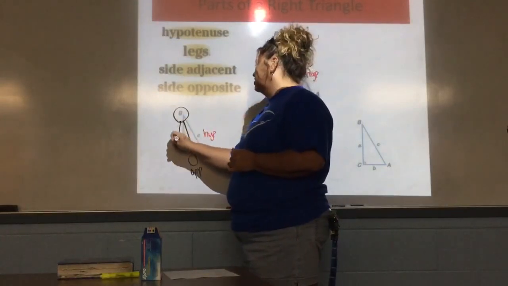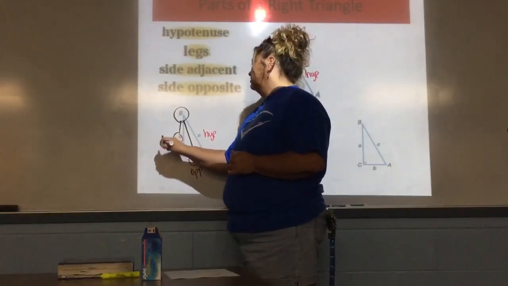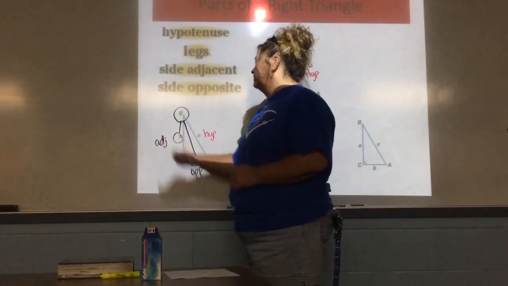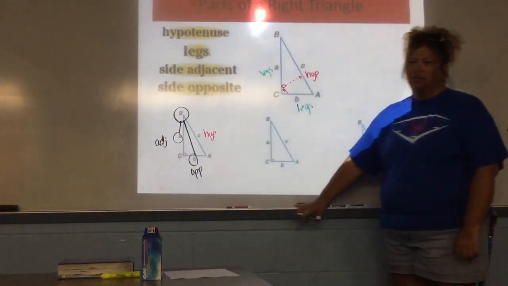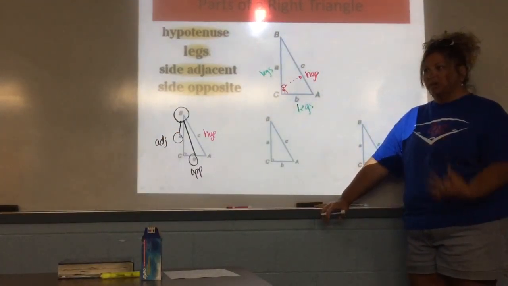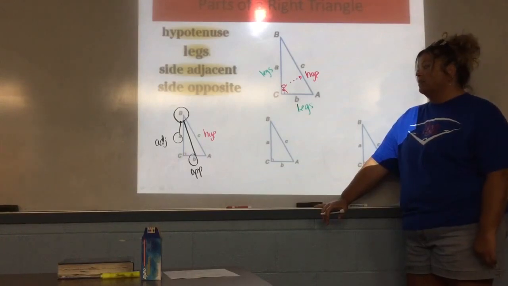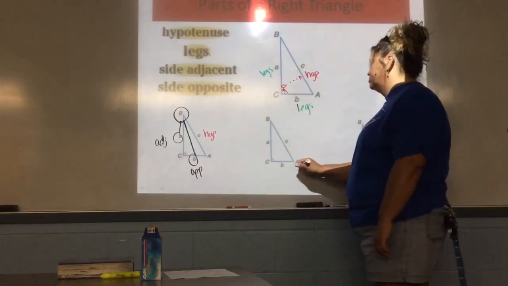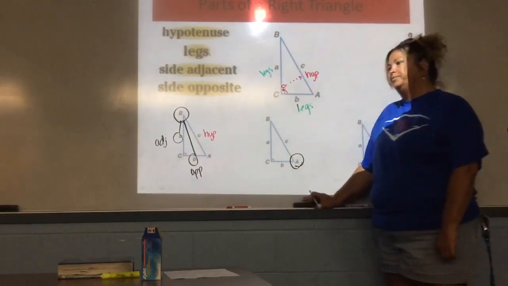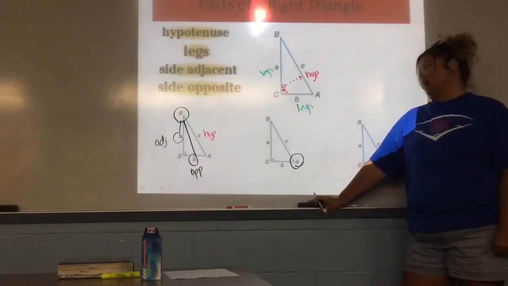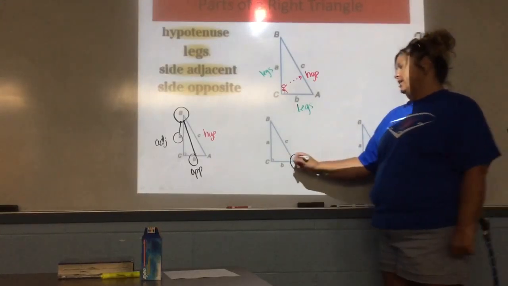Do we remember what adjacent means? Right next to it. Good. They share a vertex. They're right next to each other. There's no gap in between them. Okay? But what if I was using A as my angle? What's the side opposite of A? Little a.